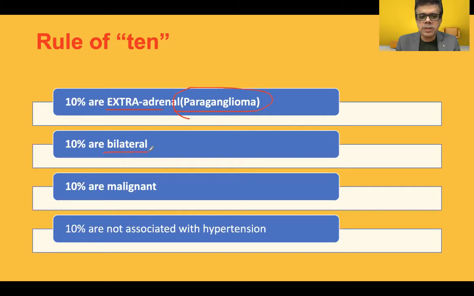10% of the sporadic cases are bilateral. Now, familial cases of pheochromocytoma are commonly bilateral, but in sporadic cases, only up to 10% are bilateral. Rest all of them are unilateral. 10% are malignant. Rest all exhibit benign behavior. And 10% of the cases are not associated with any kind of hypertension. So that is another feature. And another 10% of the cases are seen in childhood.